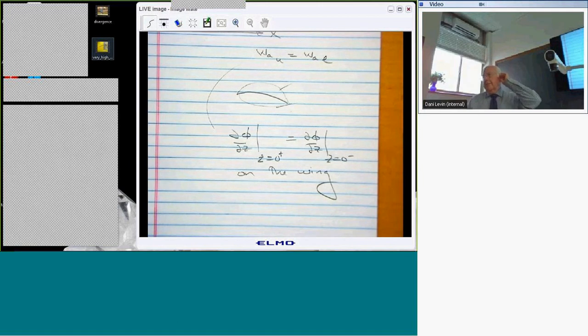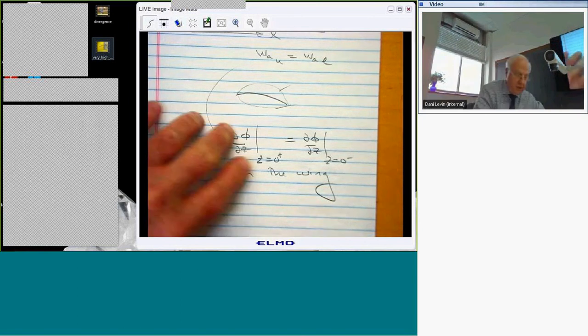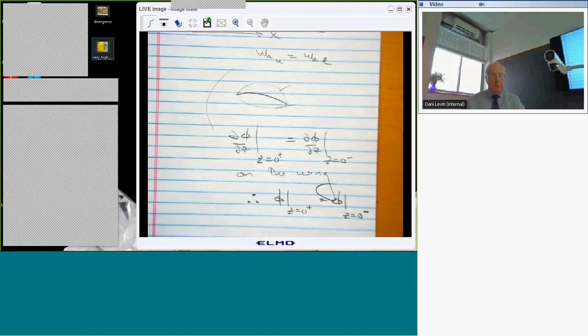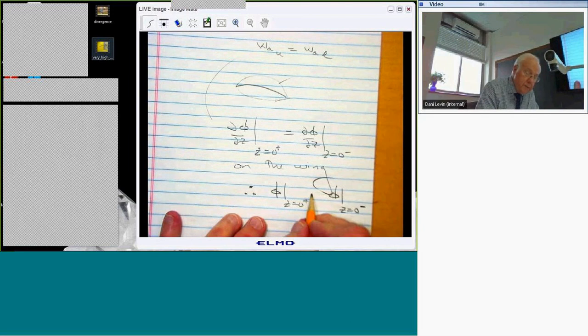Now I'm going to appeal to the following idea. If the derivative in z is symmetric, that is, d phi dz is the same plus and minus, then I claim phi itself must be antisymmetric. So I'll say, therefore, on the wing, phi at z equals 0 plus equals phi at z equals 0 minus. Oops, with a minus sign. That carried away there. With a minus sign.